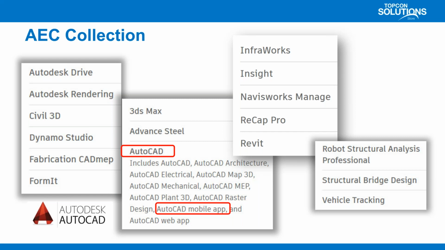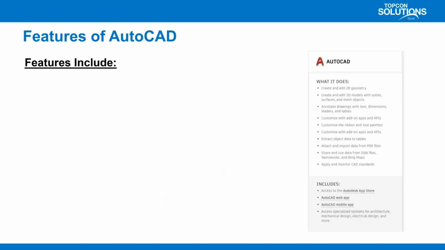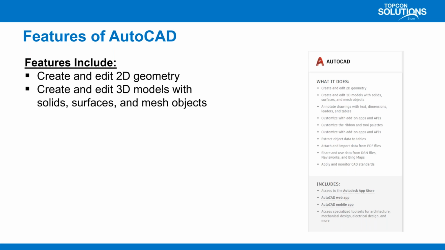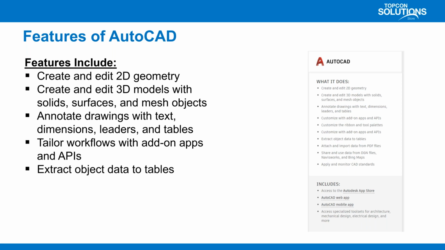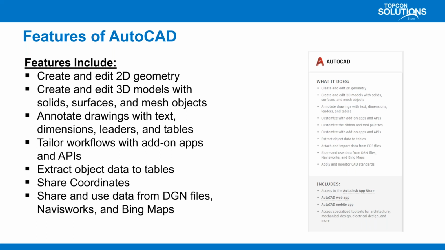And of course, we know AutoCAD has some great features like creating and editing 2D geometry, and creating and editing your 3D models with solids, surfaces, mesh objects. You're going to be able to annotate those drawings, dimensions, text, leaders, all that stuff. We're going to be able to tailor different workflows with add-on apps and APIs, and we can extract object data to tables. We can also, as I said earlier, share coordinates, and share and use data from DGN files, Navis, and Bing Maps.